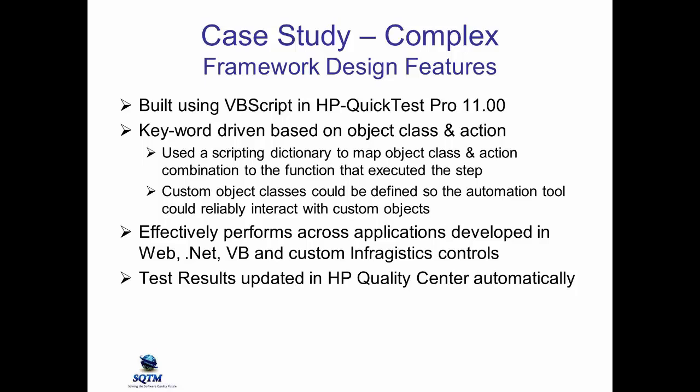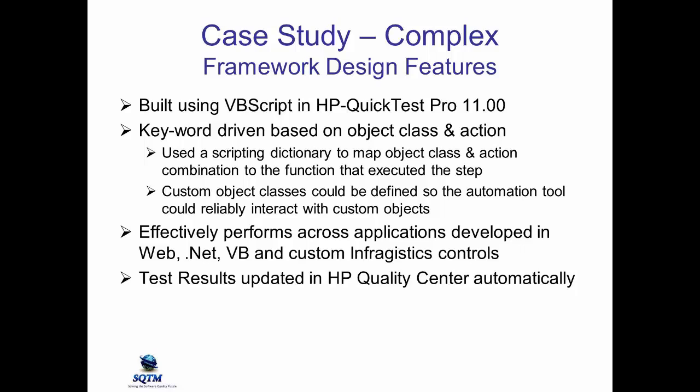So as far as, let me explain what an object class is. An object class is a web edit field, a link, a web table, things like that, are classes of objects. Okay, we had to define custom ones because of some of the custom objects we were having to deal with as far as the infragistics controls, which is the next bullet down there.